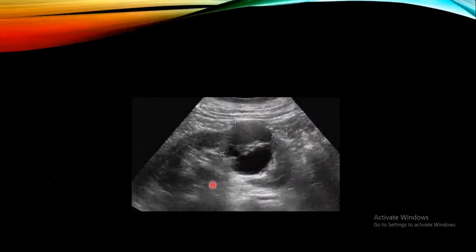Finally, we have the Bosniak 4 cyst. For the Bosniak 4, actually, this is considered as a tumor that undergoes cystic degeneration. It means Bosniak 4 is actually a renal mass, or a renal tumor that underwent cystic change, and this cyst may contain fluid, serum, necrotic material or hemorrhage.